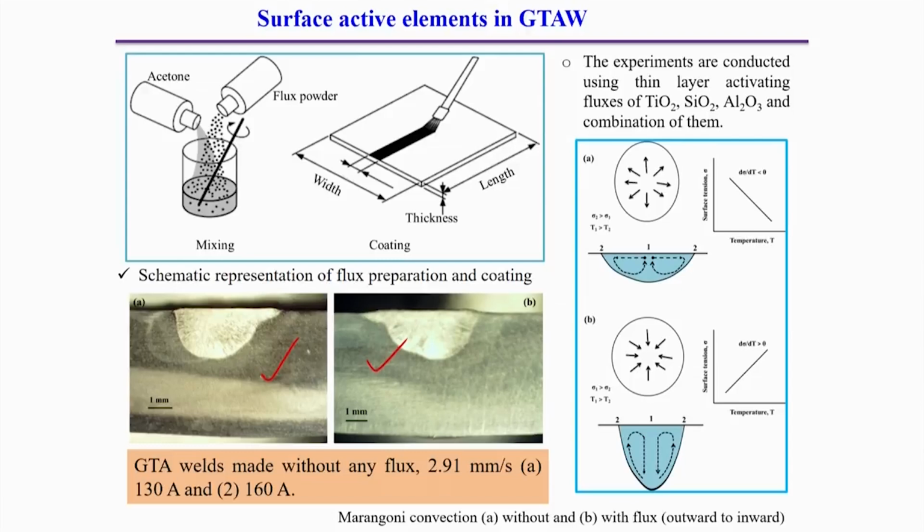So, experiments were conducted, and you can see that TiO2, SiO2, Al2O3 all can be used. All these three fluxes were added and made into a coating, and we can find there is a difference in the weld pool profile.